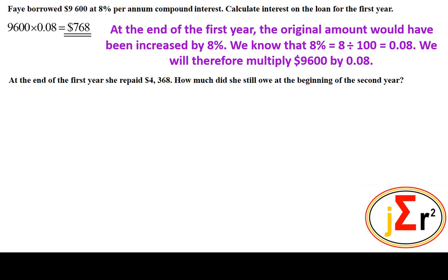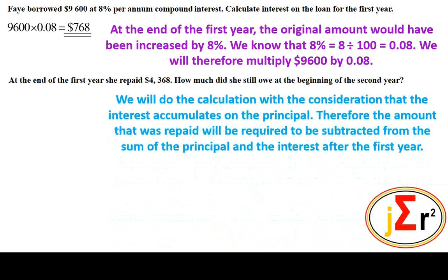At the end of the first year, she repaid $4,368. How much did she still owe at the beginning of the second year? We will do the calculation with the understanding that the interest accumulates on the principal. Therefore, the amount that was repaid will be required to be subtracted from the sum of the principal and the interest after the first year.